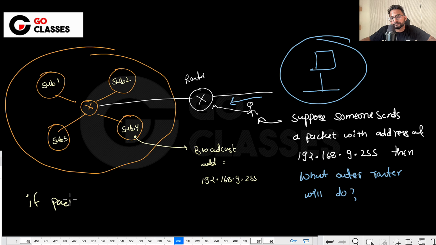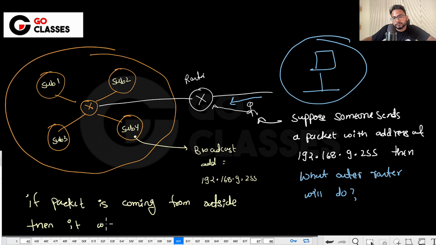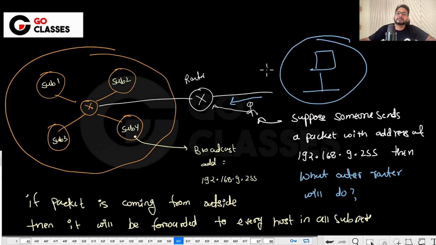So if the packet is coming from outside, then it will be forwarded to every host in all subnets. That's the key. If the packet is from outside, then it will be forwarded with this address.